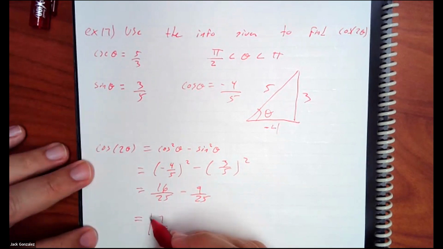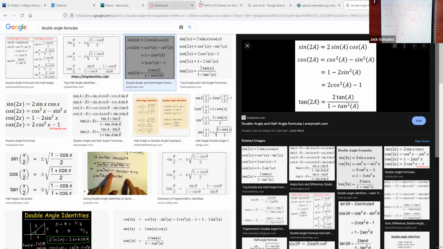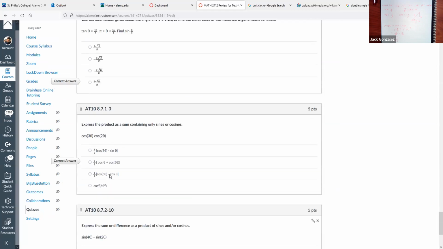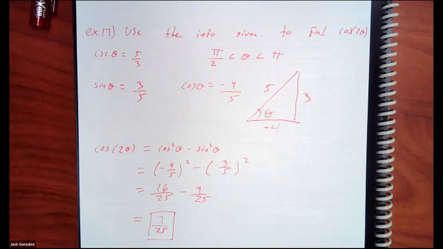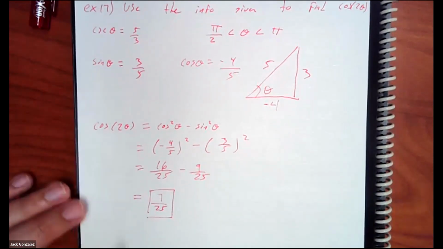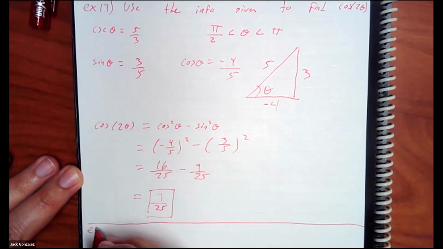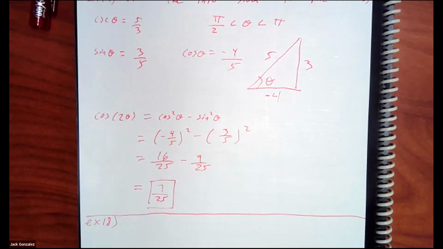That's it. So this is what they want. You just need to build a triangle and choose a formula. 7/25. Any questions on 17? All right. 18 is super easy. So is 19. So I'll just do one of them. Just use your formula. That's it.